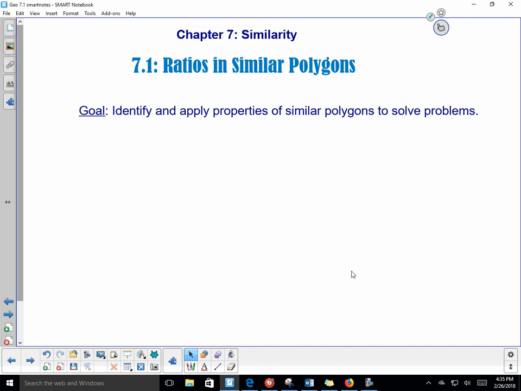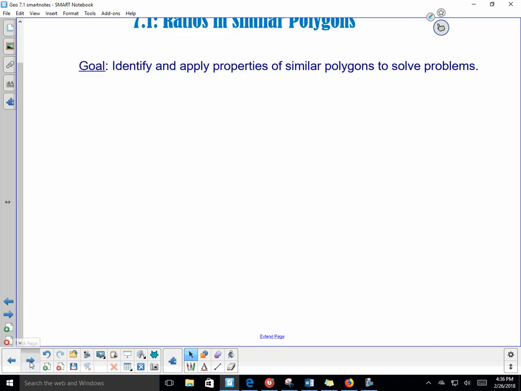Everybody, Mrs. Pesic here. We're looking at Chapter 7, Similarity, and today's lesson is 7.1, Ratios in Similar Polygons. Your goal is to identify and apply properties of similar polygons to solve problems.